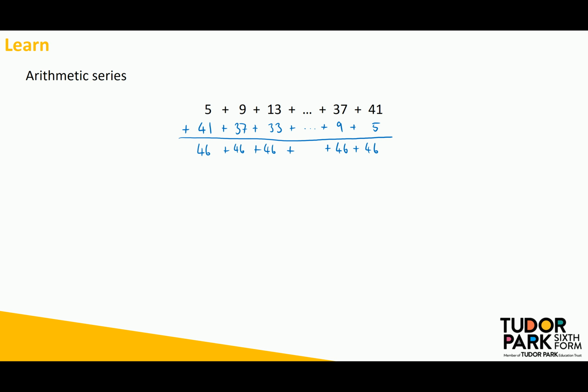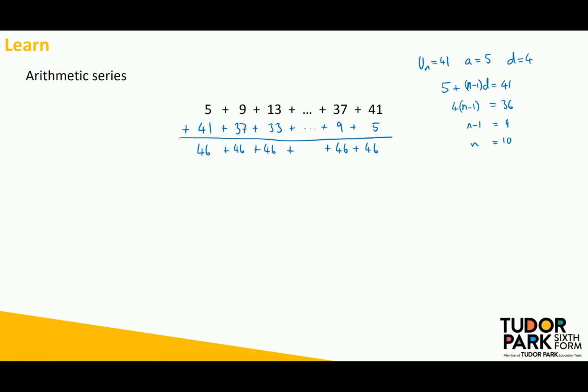Now, how do I find that? Well, I know that the last term, u_n, is going to be 41, and I know that the first term here was 5. I also know that the difference is 4. So I can then solve that 5 plus n minus 1 lots of my difference is equal to 41, or n minus 1 lots of 4 is equal to 36. Dividing through, n minus 1 is equal to 9, or rather n is 10. So there are 10 terms in this series.